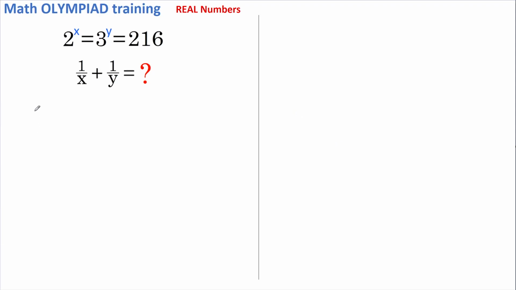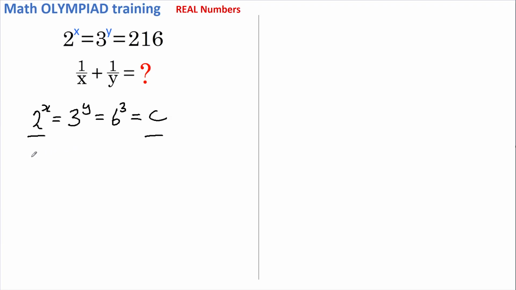Okay, let's start with 2 to the power of x equals 3 to the power of y equals, and I'm going to write 216 as 6 cubed. I'm also going to put this equal to c, and c is just a variable. Now let's just consider these two terms, 2 to the x and c.